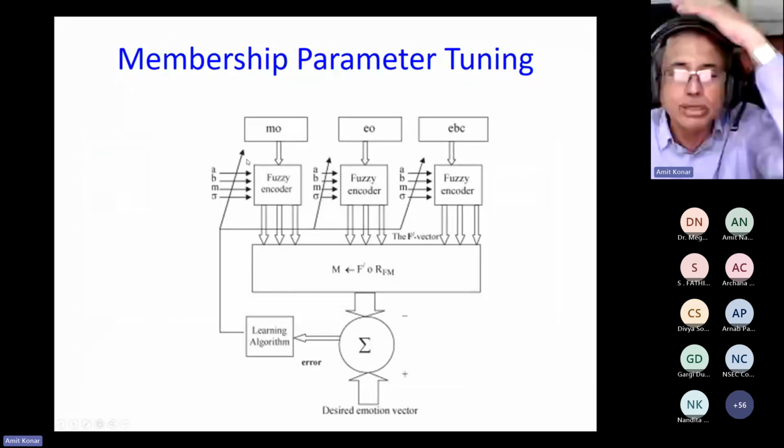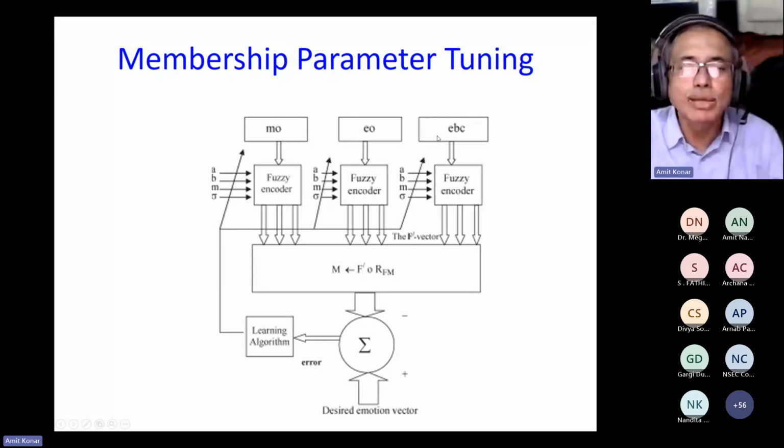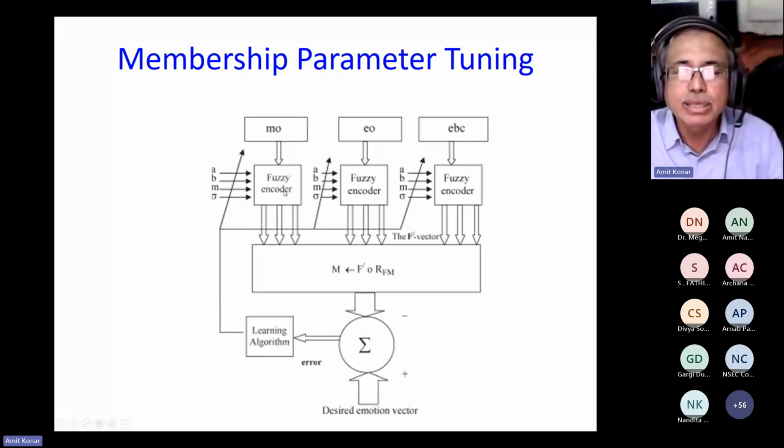For optimization, suppose this is mouth opening, eye opening, and eyebrow constriction, and they feed a fuzzy encoder. That is a fuzzy membership function generator in three scales: large, medium, and small. Mouth opening large, medium, small; eye opening large, medium, small; eyebrow constriction large, medium, small. So it's a vector of 9 information. This vector is called f dash, and there is a relational matrix R. By multiplying these in some way, called the max-min composition operation, we get the emotion of the person at time t. So from the feature values, we get the emotion value directly.